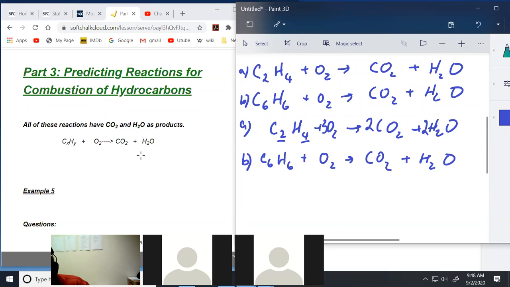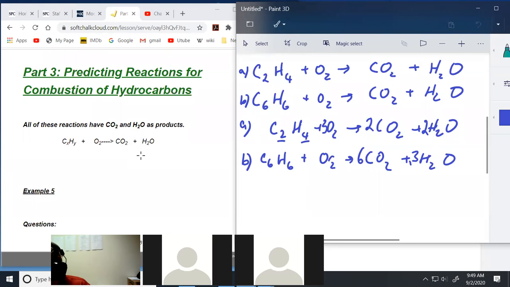Now I'm going to do the same thing as I did previously. I'll put a 6 in front of the CO2. I'll put a 3 in front of the H2O. And that balances out the carbons and hydrogens. Now the oxygens are a bit more of a challenge. We've got 6 times 2 is 12 and 3 times 1 is 3, so 6 times 2 plus 3 is 15.